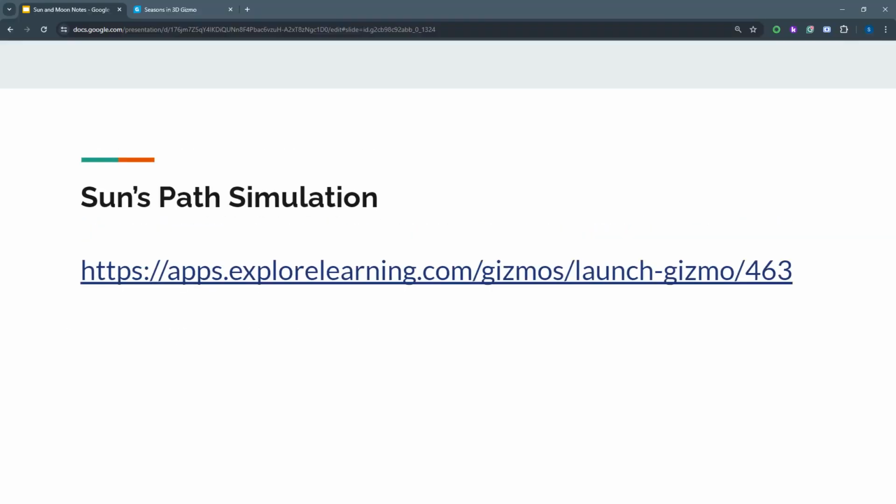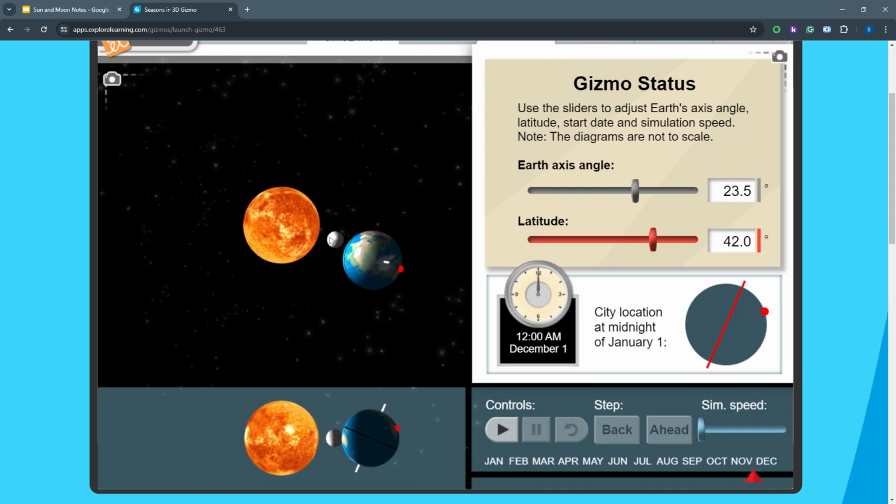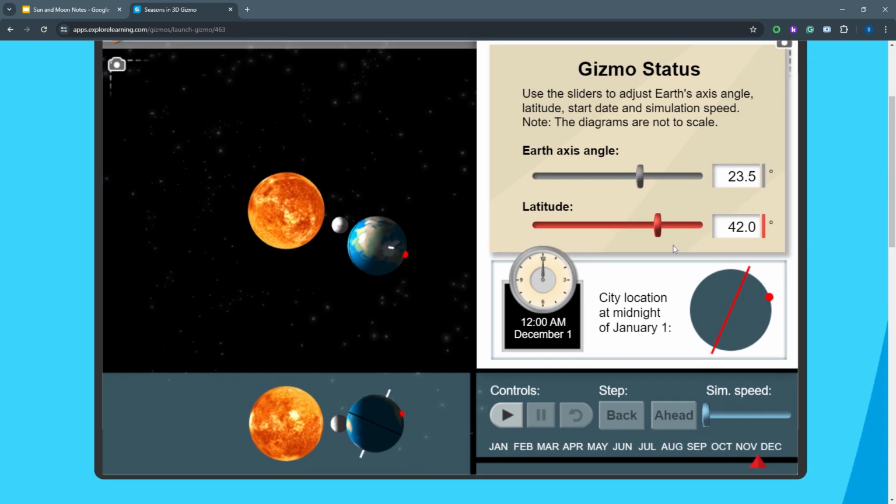Now, I want to show you a simulation just to get an idea of how the sun looks from our point of view as it goes along its path, its apparent path. So this is the sun, this is the earth, this is the moon. We're ignoring the moon right now. We're looking at our latitude, 42 degrees. This is where New York is, this red dot.